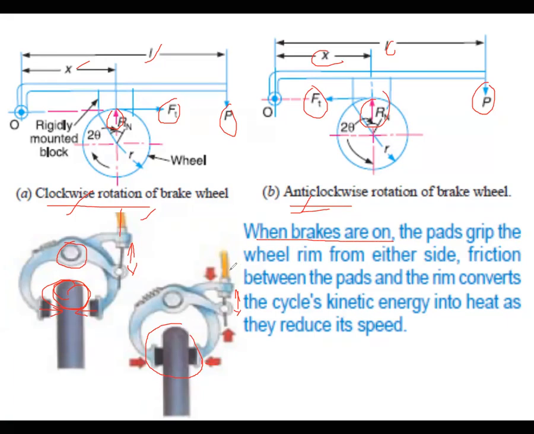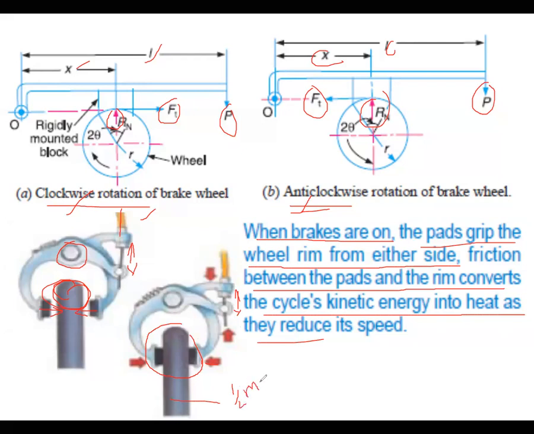When force is applied on the brakes, the pad grips the wheel rim from both sides, and friction between the pads and the rim converts the cycle's kinetic energy into heat. Whatever the energy, 1/2 mv² on the rim, the kinetic energy is converted into heat energy.